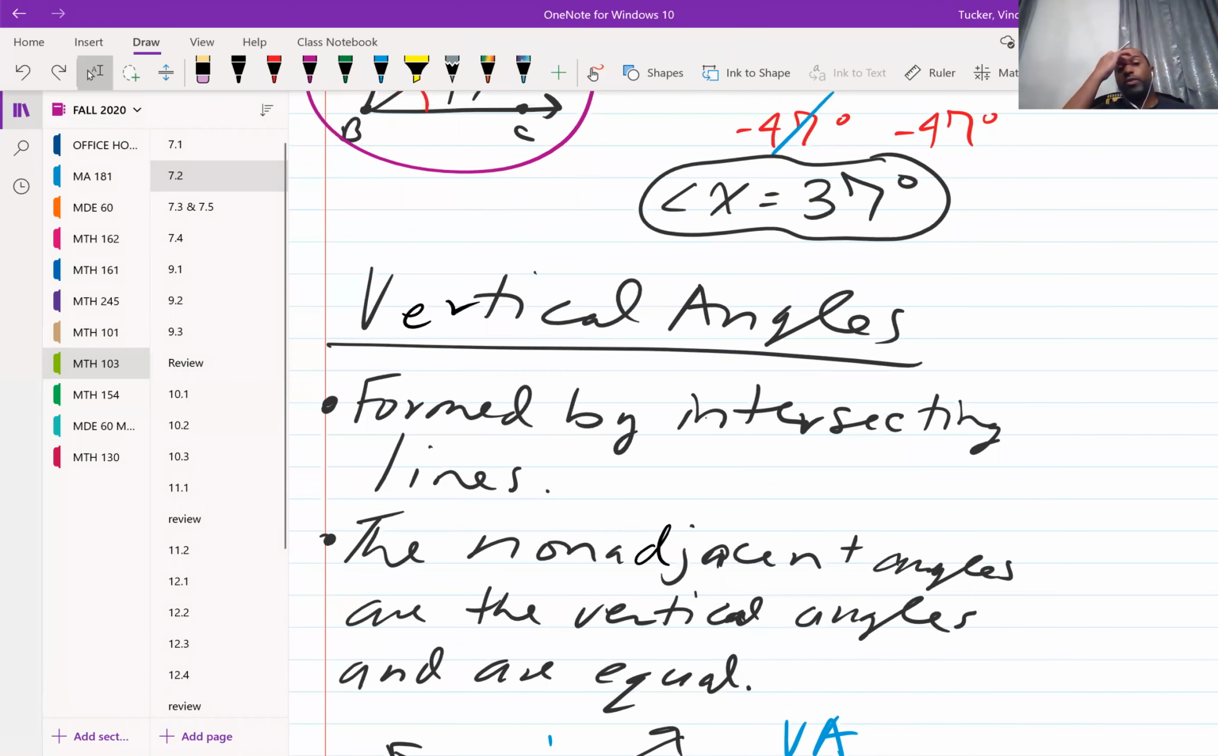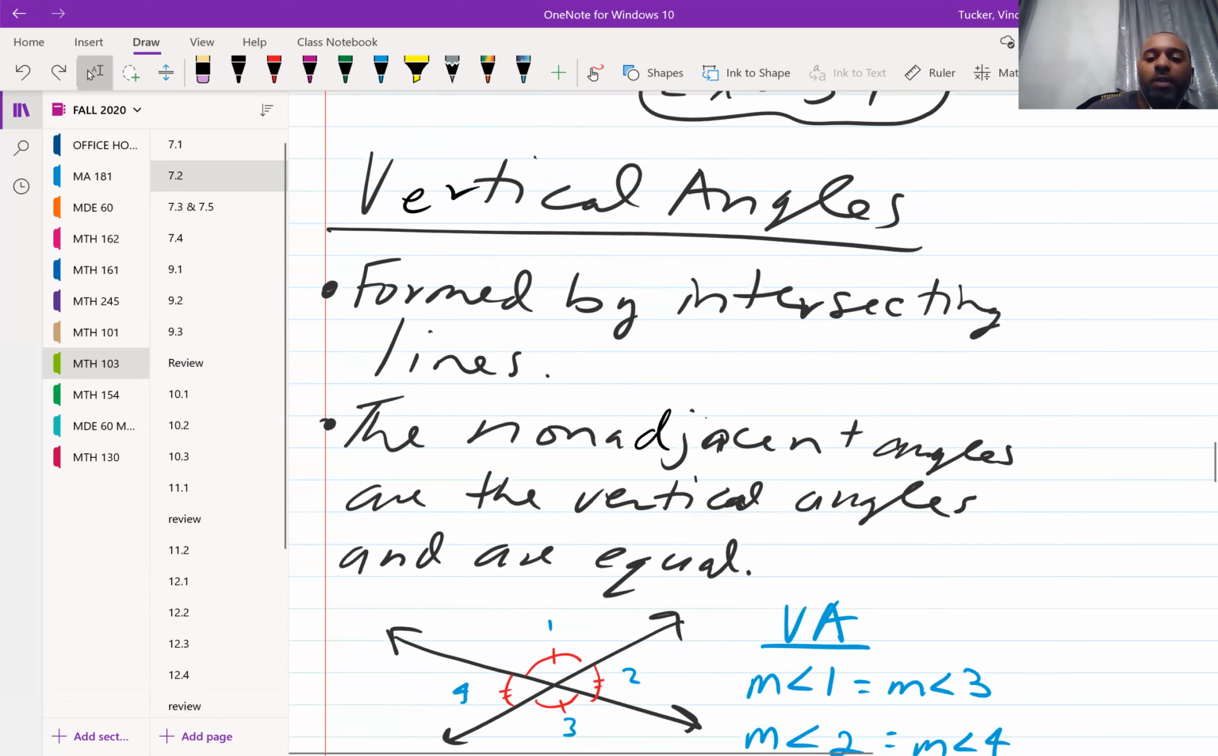All right, so vertical angles. They're formed by intersecting lines. I won't say just two. Anyway, I didn't write it, so it's all right. So formed by intersecting lines, the non-adjacent angles are the vertical angles, and they are equal. That's why they are important.